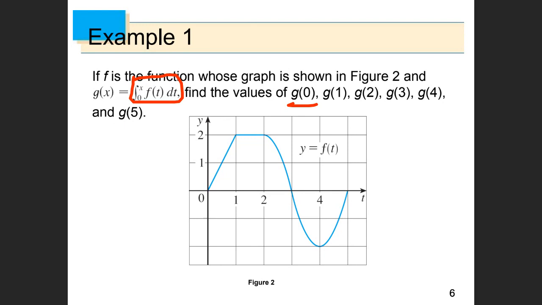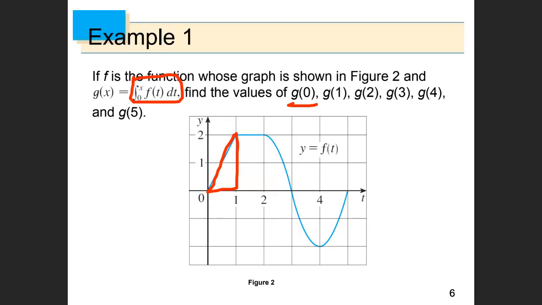Let's try g of 1. G of 1 now means I'm integrating from 0 all the way to 1. And if you notice, 0 to 1 represents this triangle here. Therefore, g of 1 is going to be the area of a triangle. And what is the area of a triangle? It's just half base times height.